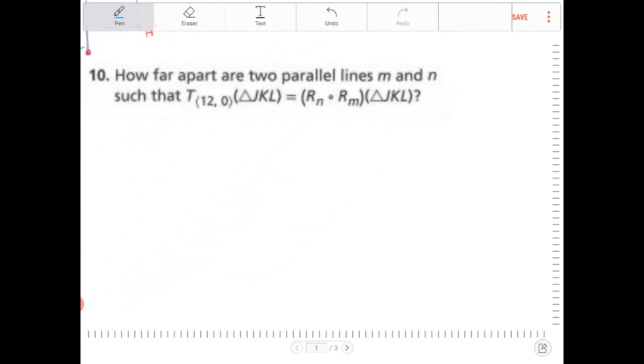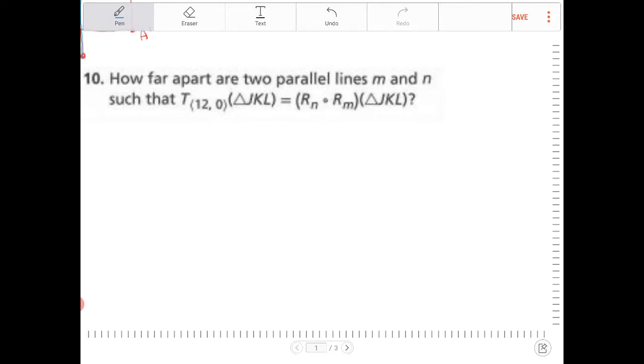Number 10: how far apart are two parallel lines M and N such that I end up with this? Here, triangle JKL is translated 12, 0. And it says here that this translation is equivalent to a composition of reflections.